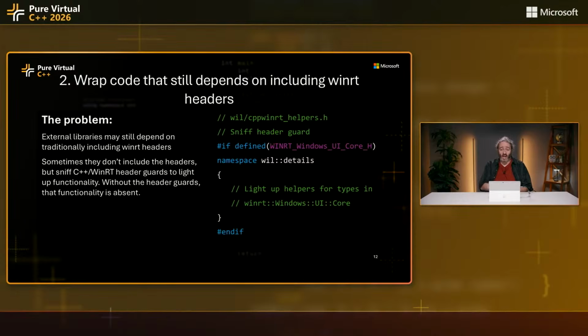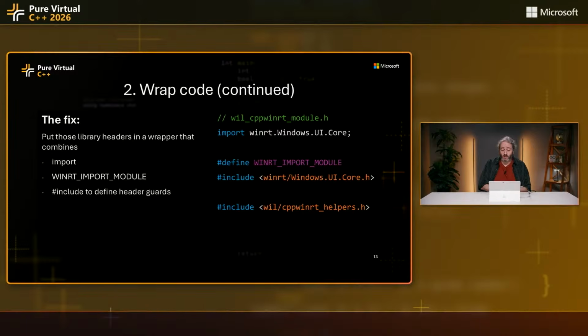Here's an actual sample from the Wil headers. If defined WinRT Windows UI Core. So, have they included WinRT/Windows.UI.Core.h? Cool, I'm going to light up some helpers for types in that namespace. Well, we don't want to include, we've talked about this. This erases our build time wins. What are we going to do about this?